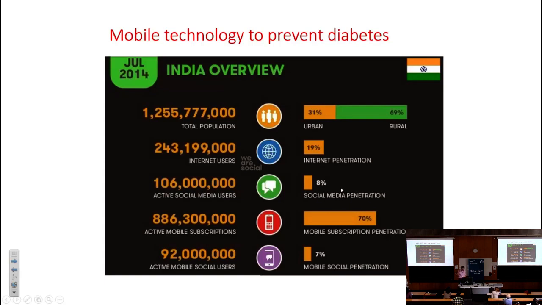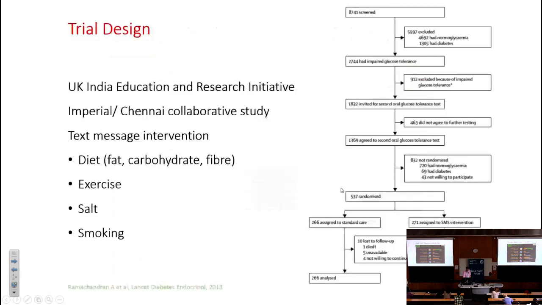These are data from 2014, but in 1.2 billion people, the mobile phone usage is enormous, and there are over 880 million active mobile subscriptions. In some of the urban areas of India, the mean number of mobile phones that people have is 1.2. So most people have more than one phone. So this gives us a fantastic way to reach a large volume of people pragmatically. And that is exactly what we've done.